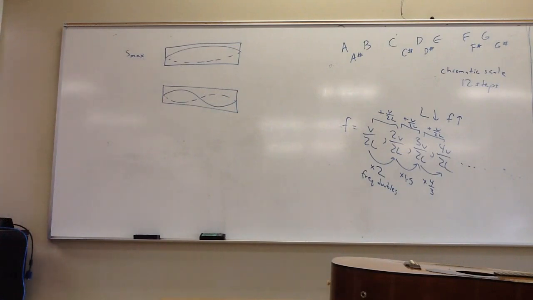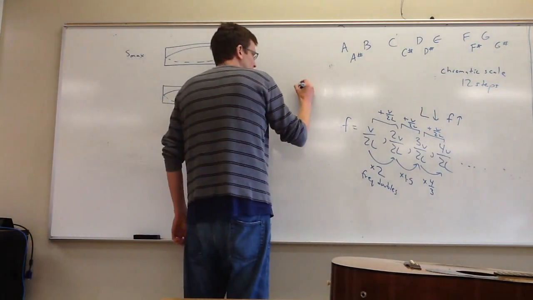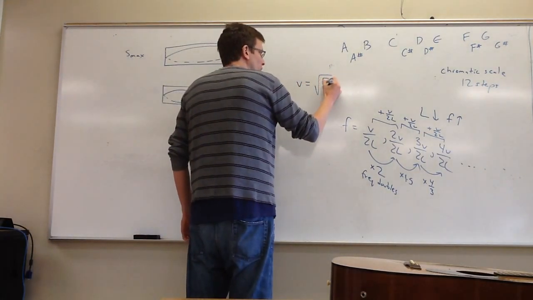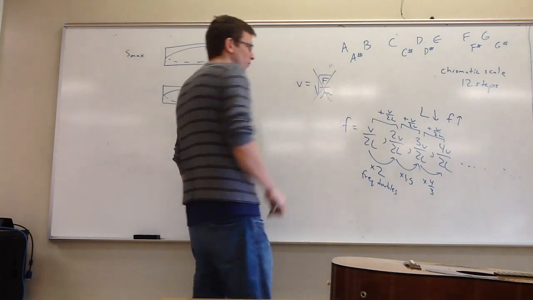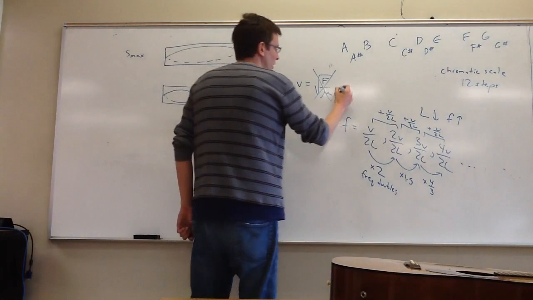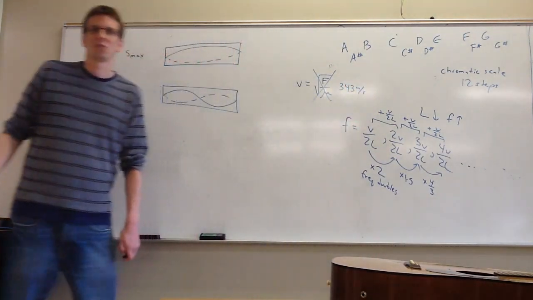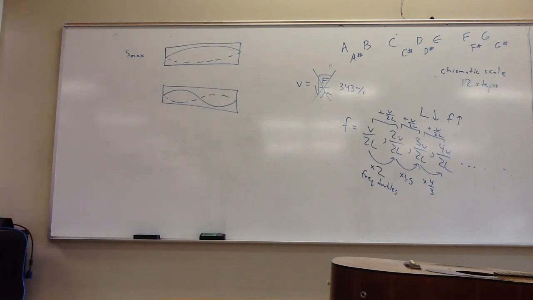This is really deja vu, isn't it? These look the same, right? It's the same formula. The only difference is that instead of using the square root of F over mu, it's a sound wave in air, so you can't really do much about the wave speed. It's 343, right? So that's the only modification you need to make.